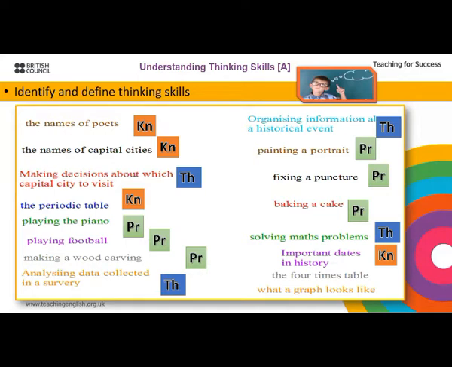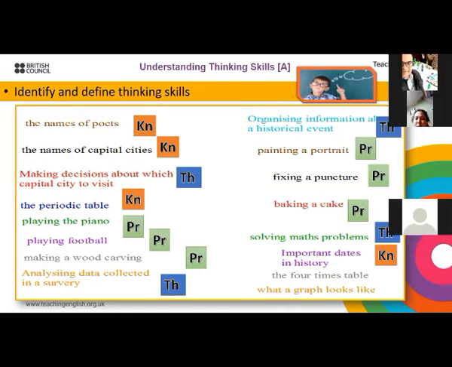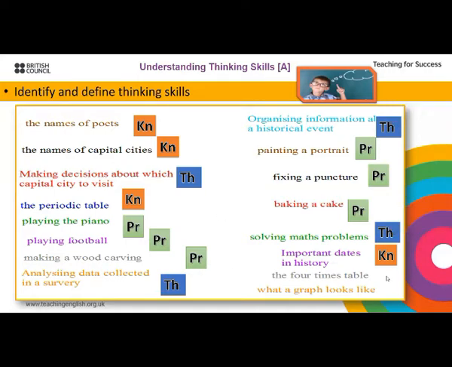What does the 4 times table mean in Arabic? Multiply. جدول الأربعة. Yes. جدول ضرب 4. Multiplication. Okay. What a graph looks like. Knowledge. It's knowledge.